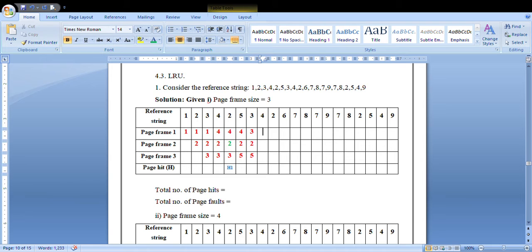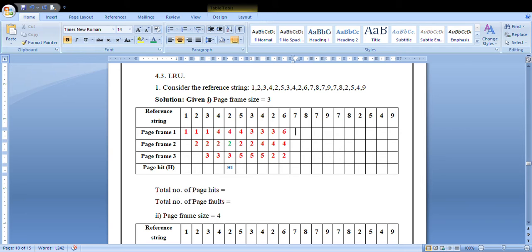Here you need to replace the oldest one. 3 has arrived only once, 2 has repeated 3 times, and 5 has repeated 2 times. The oldest one is 2, so you replace 2 by 4 and keep the other values as they are. Next is 2. 2 is not in the frame, so you need to replace. 5 is the oldest one, so replace 5 by 2. Next is 6, also a new page. You need to replace the value. 3 is the oldest one, so 3 is replaced by 6, giving 4, 2.